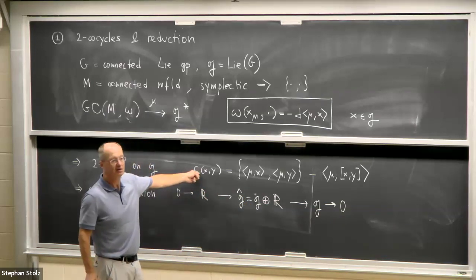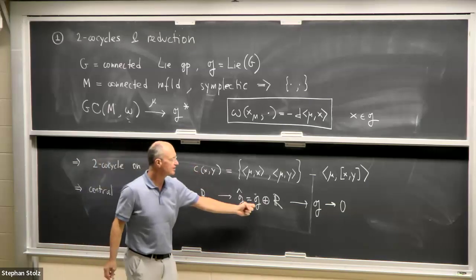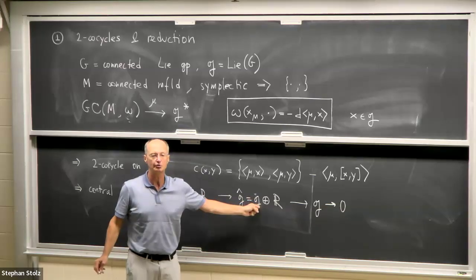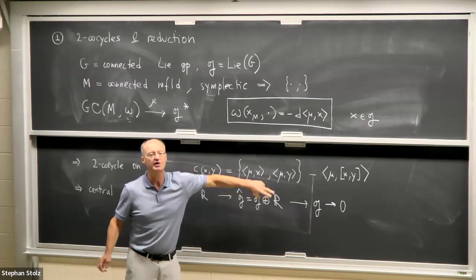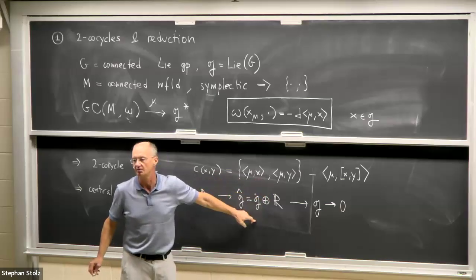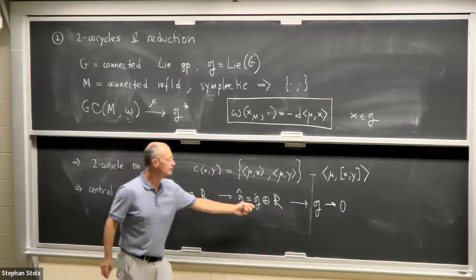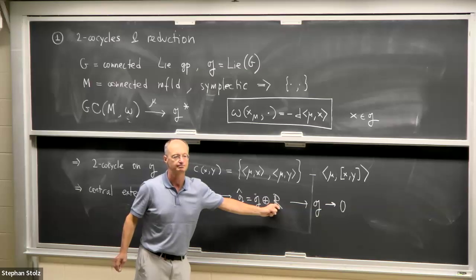So the cocycle C may be trivial or non-trivial. Being trivial means that in the end, the Lie bracket here is just the Lie bracket on G plus the zero bracket on R, maybe up to some linear transformation. But it may also be non-trivial, in which case there is no isomorphism to G plus R.